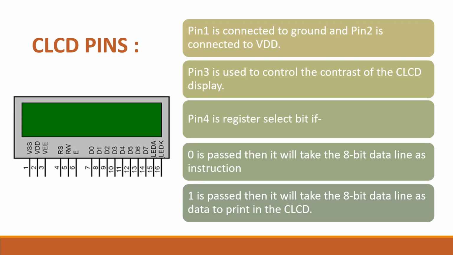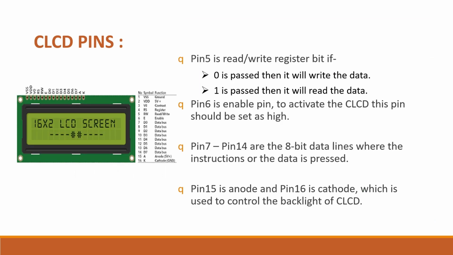Pin 1 is the ground pin, which is connected to the ground. Pin 2 is connected to VDD, which is the input pin. Pin 3 is connected to control the contrast of the CLCD display. Pin 4 is the register select pin. If we pass 0 to it, it takes the 8-bit data line as an instruction line. If we pass 1 to it, it will take the 8-bit data line as data to print on the CLCD.